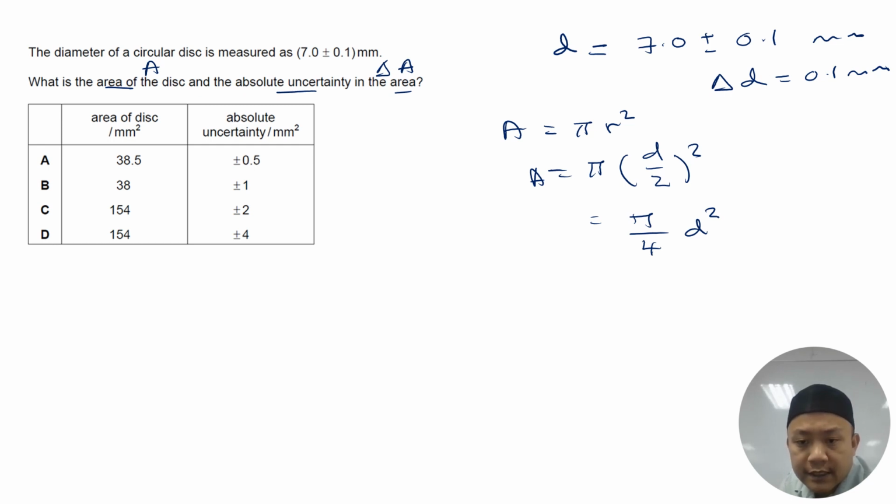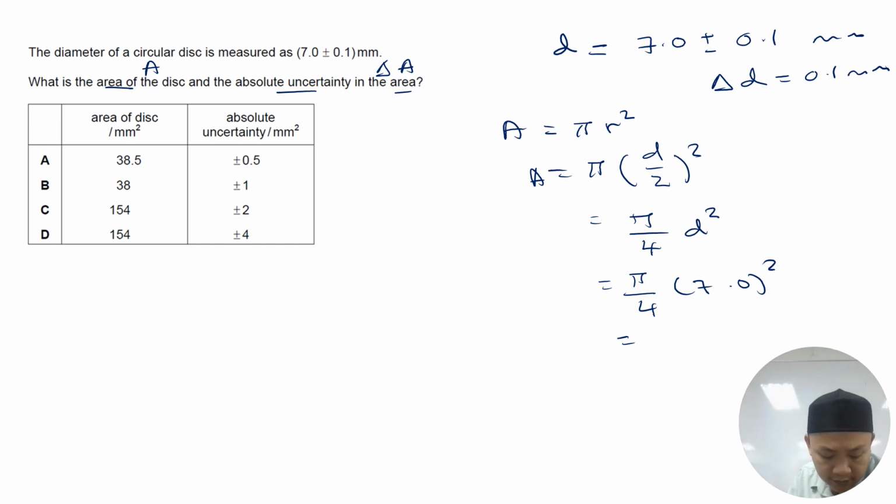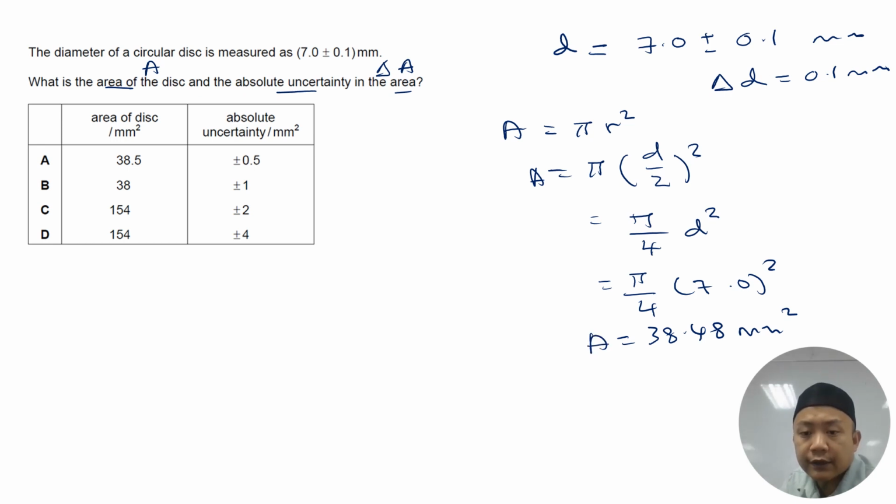So here we can just substitute the value of d given as 7.0 squared. If you plug in your calculator, you get pi over 4 multiplied by 49, so you get 38.48 millimeters squared. So this would be your area, given the new formula that we use right now, which is expressing the area in terms of the diameter instead of the radius.